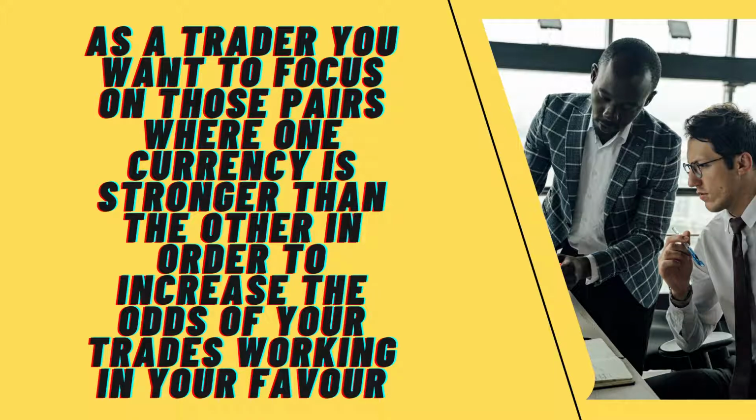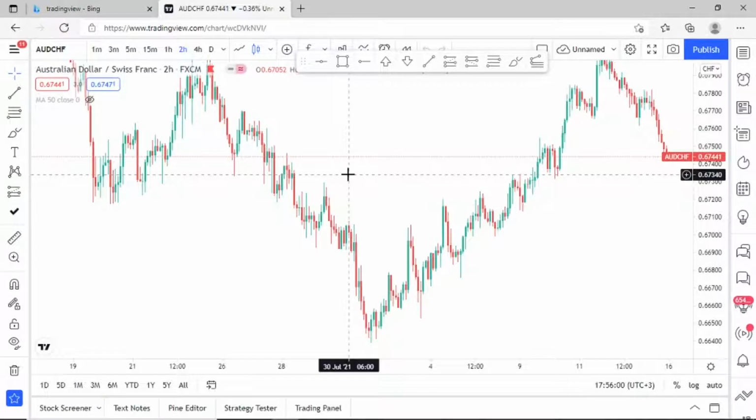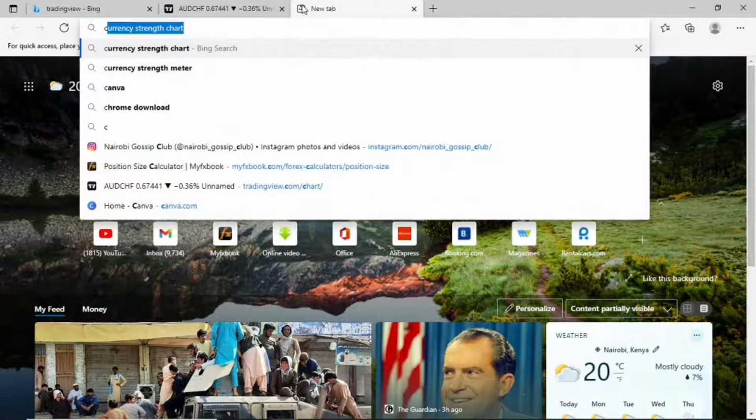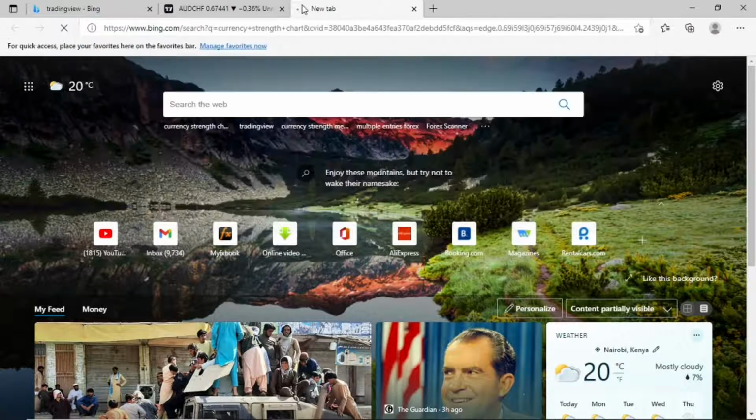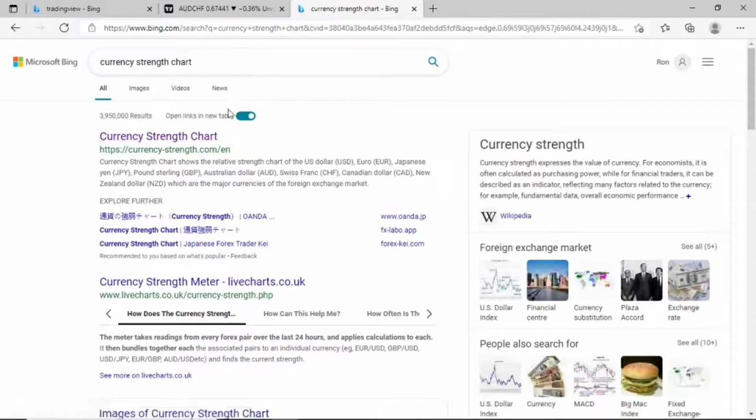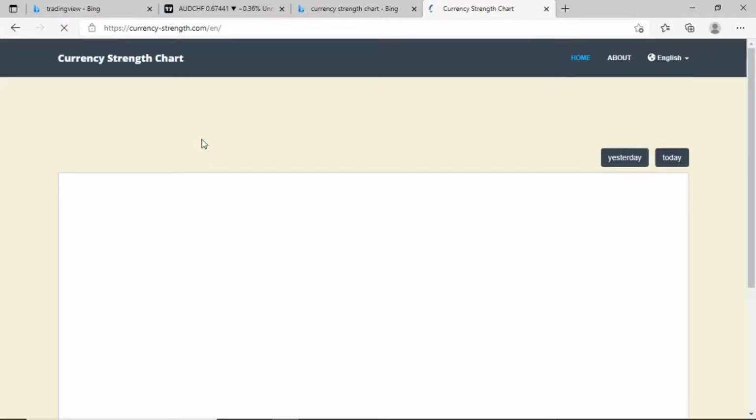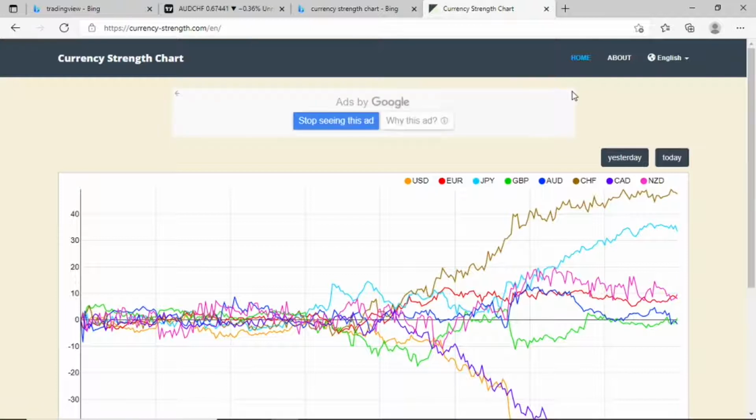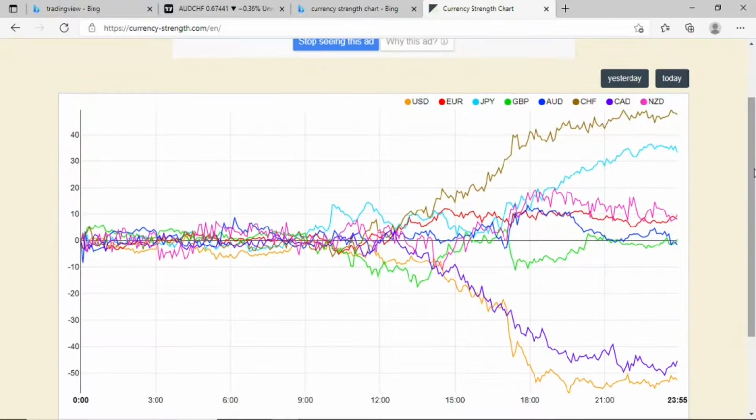How I identify such currency pairs where one currency is stronger than the other, I use this instrument called the currency strength chart. Just type in the currency strength chart on Google and select the first one that comes up. So this is the currency strength chart. Normally in the morning I wake up, then check on this currency strength chart.